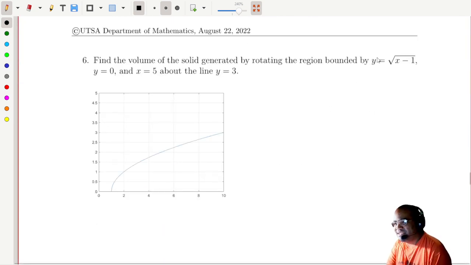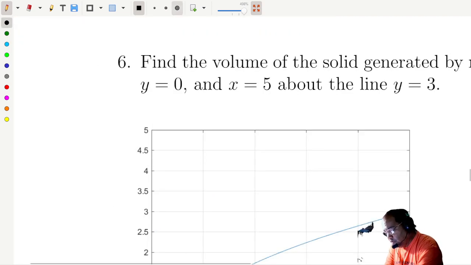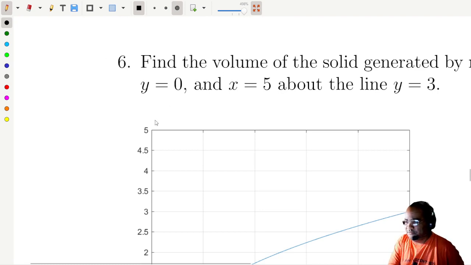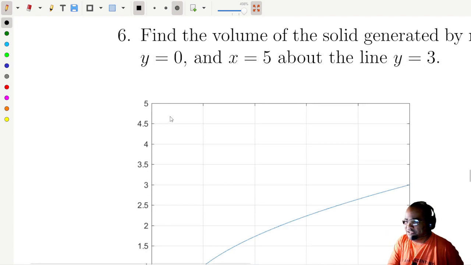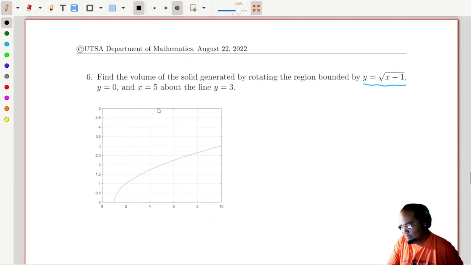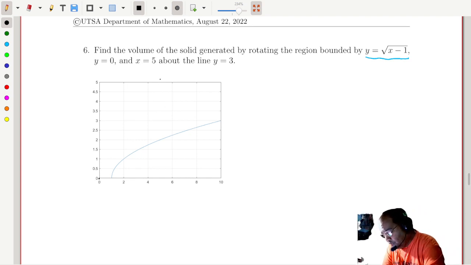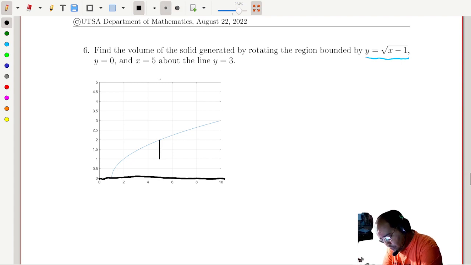We have another parabola here, but this time it's shifted and it's sideways. Y equals square root x minus 1. As bottom boundary, we have y equals 0, the x-axis. Let's not punch in... there's a square root curve near my face. That's kind of scary. Okay, here we go. X equals 5, so let's go ahead and draw that in. So x equals 5, I think that's right here.